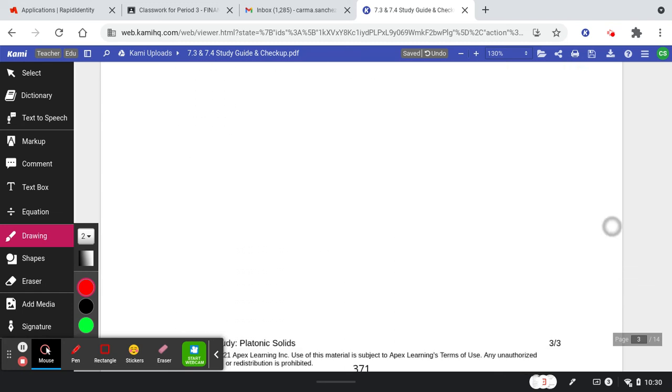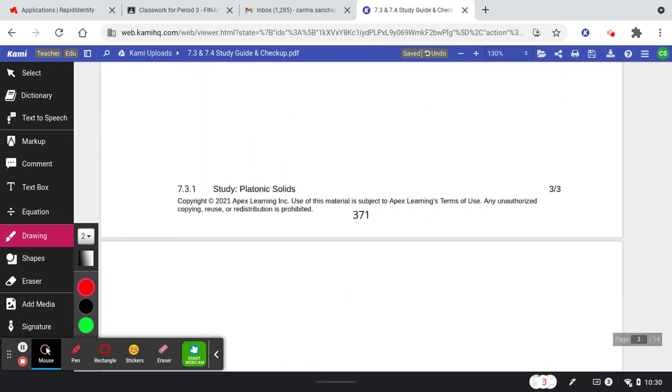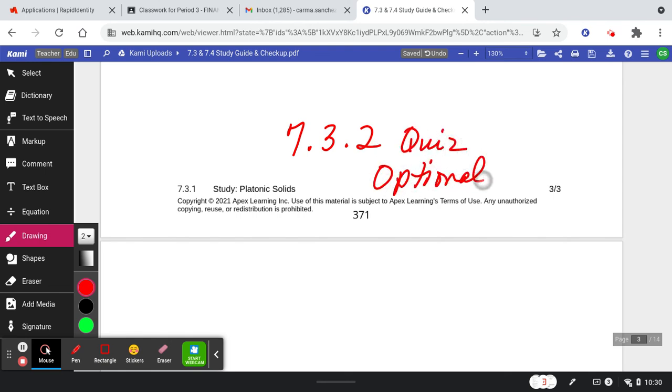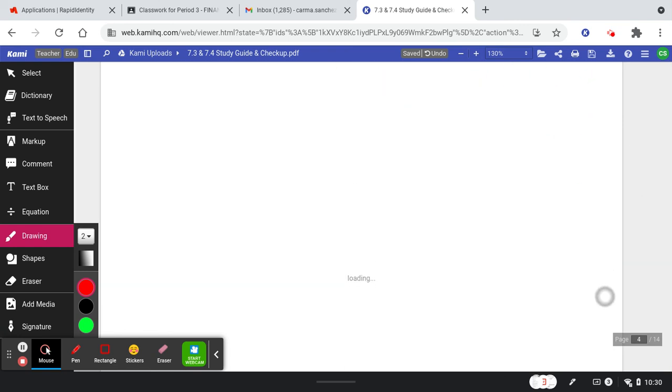Okay, so that was just some more vocab for the 7.3. The 7.3.2 quiz is optional, extra credit. Go do that quiz right now on just some vocabulary if you feel like you want to, or don't do it and it won't count against you. Let's now move on to the 7.4. This is the actual lesson of the study guide that we need.